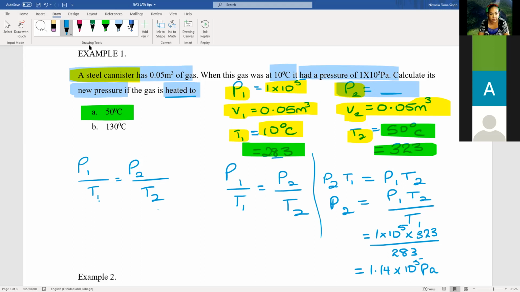What is P1? 1 by 10 to the 5. What is T2? 323, I'm sorry. And what is T1? 283. Multiply your numbers and you're going to get it.